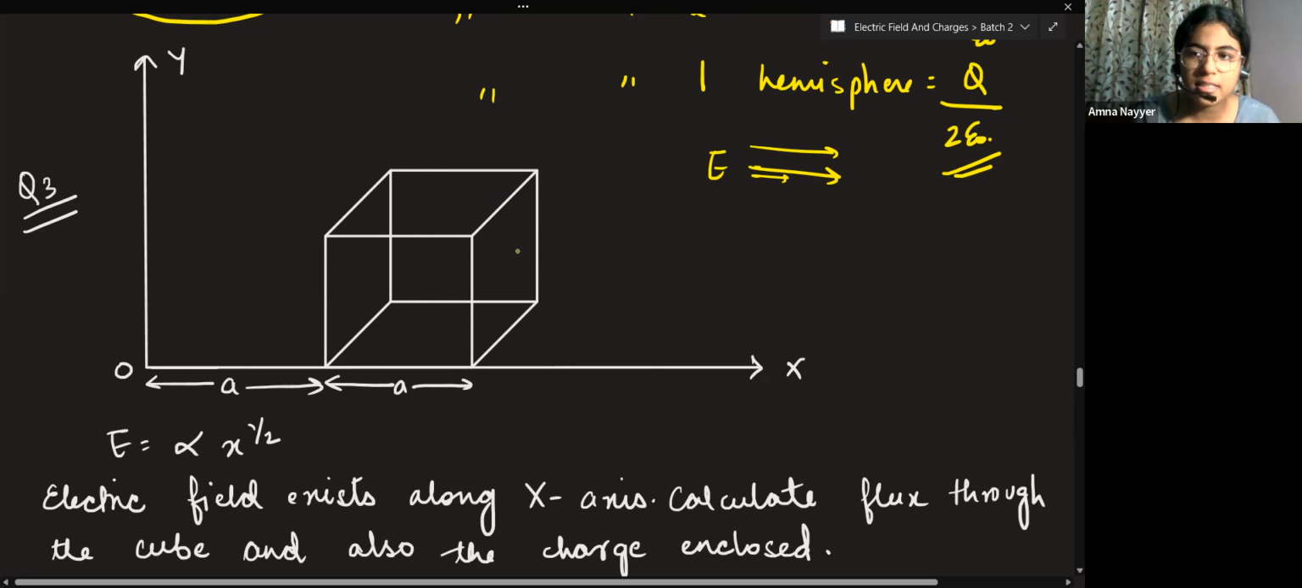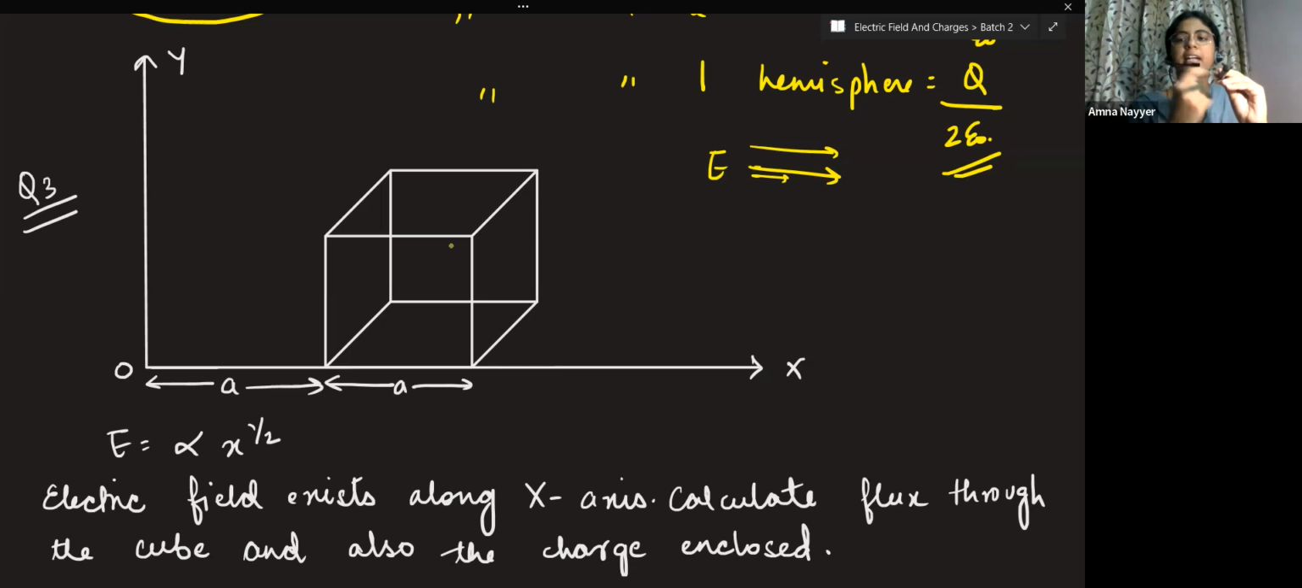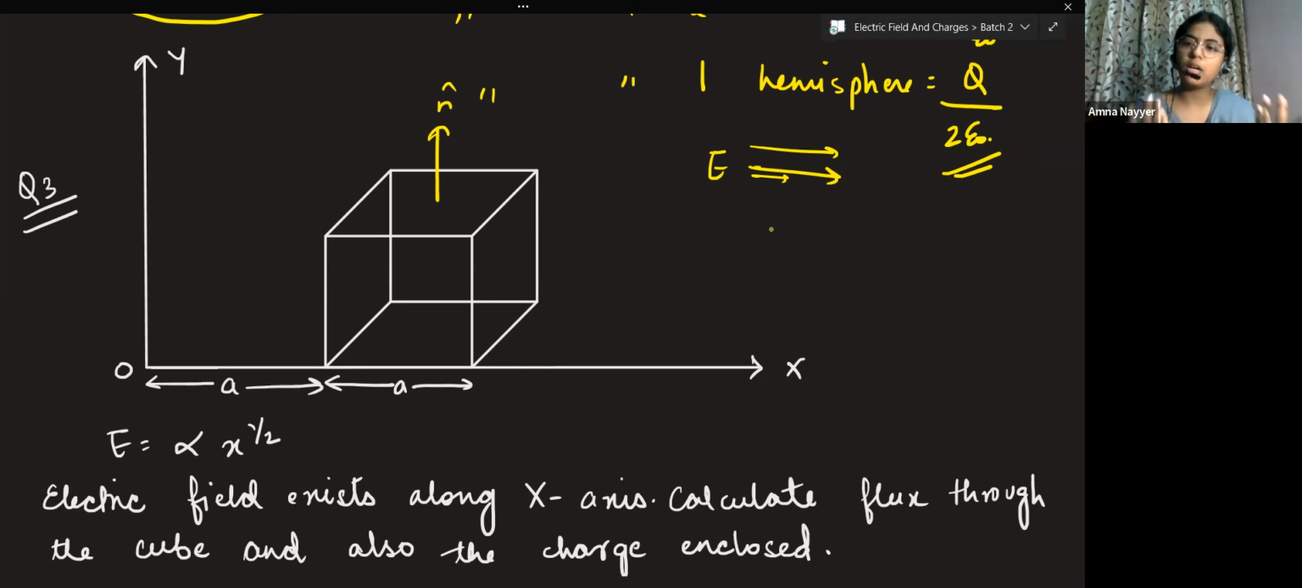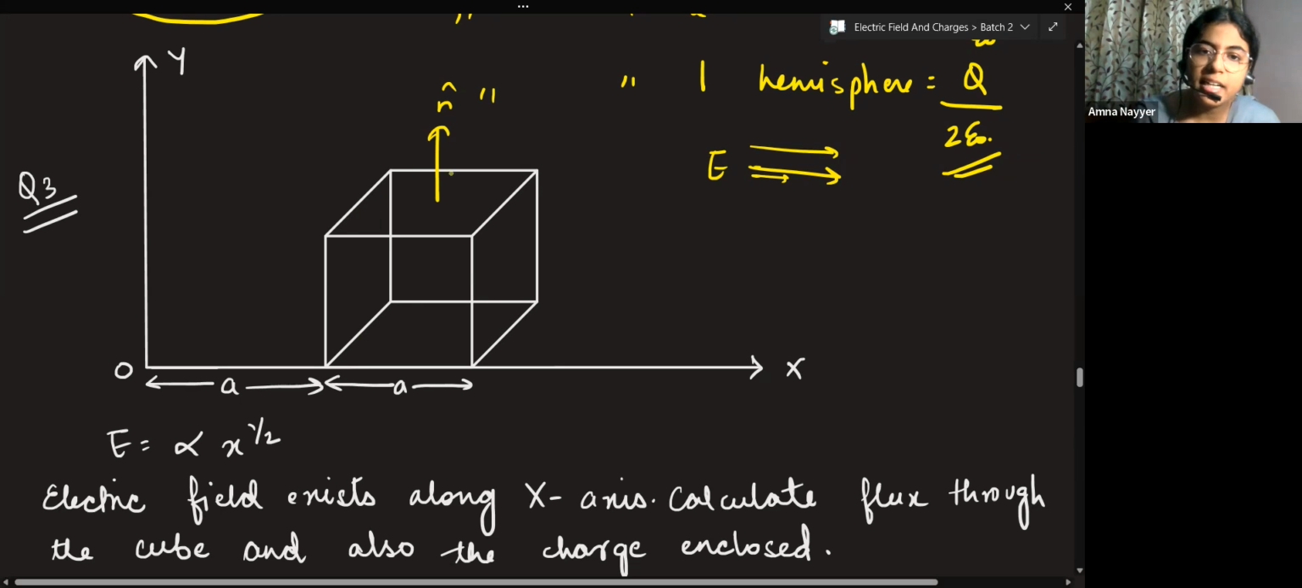Then what about the back surface, the surface behind it? If you drop a perpendicular, it will be outwards. The electric field is again along the x-axis, so the angle is again 90 degrees, and the back surface also gives no flux. Now what about the top surface? The area vector is directed towards the y-axis, whereas the electric field is along the x-axis, so again the angle is 90 degrees. No flux is contributed by the top surface.